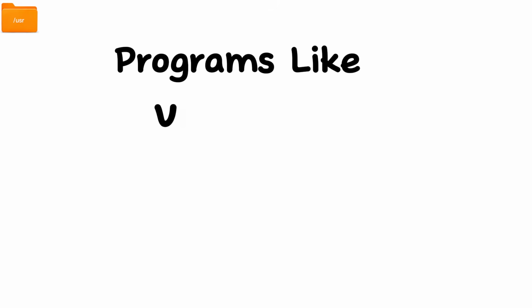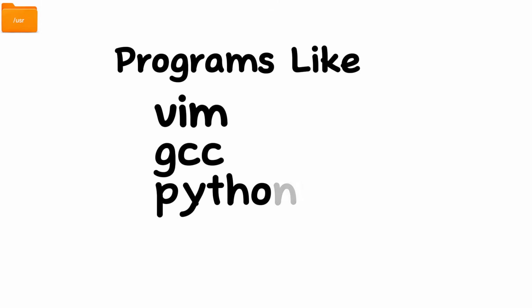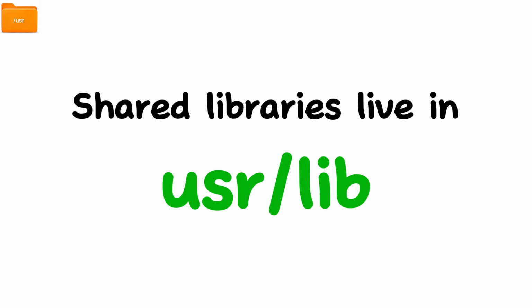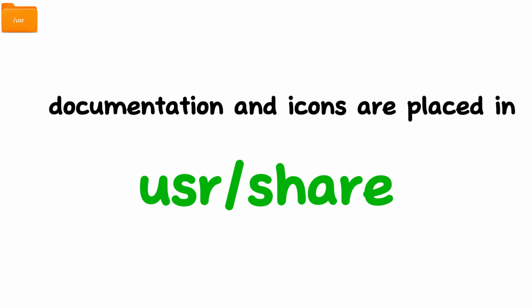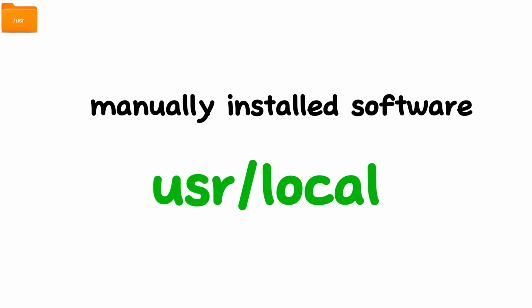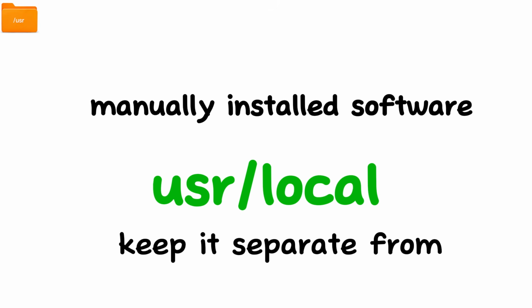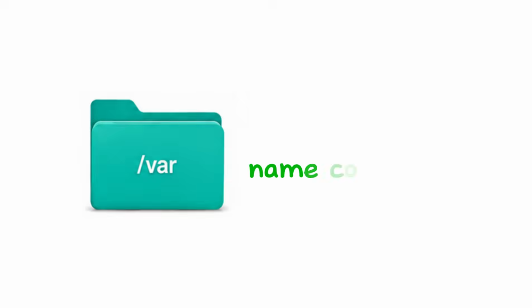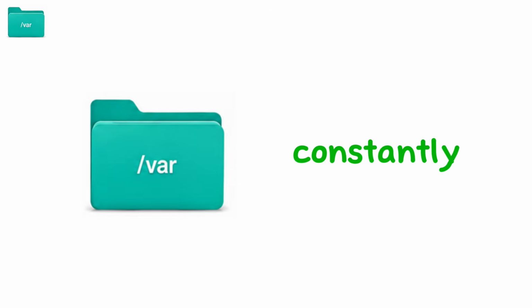usr directory. Despite its name, usr contains most of the software installed on the system. Programs like Vim, GCC, Python, curl, and many others are stored in usr/bin. Shared libraries live in usr/lib. Documentation and icons are placed in usr/share, and manually installed software often goes into usr/local to keep it separate from package-managed applications.